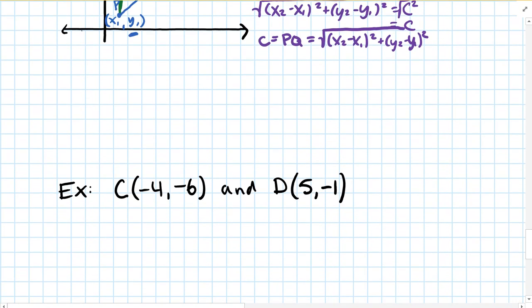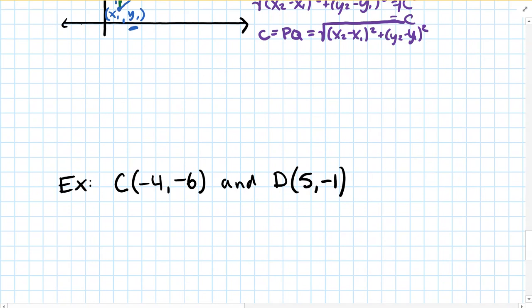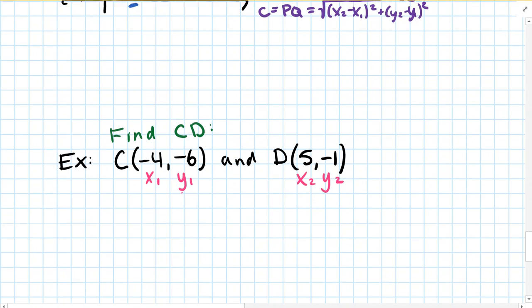And it says, example, I have the point C is -4, -6, and I have D is 5, -1, and I should have said find the distance between the 2 points. Or I could just say find CD, which is the length of my segment CD. So I'm going to call this my x1, call this my y1, call this my x2, call this my y2. This is just my first x coordinate, my second x coordinate, and then my first y coordinate, my second y coordinate. And then we're going to plug it into our formula.